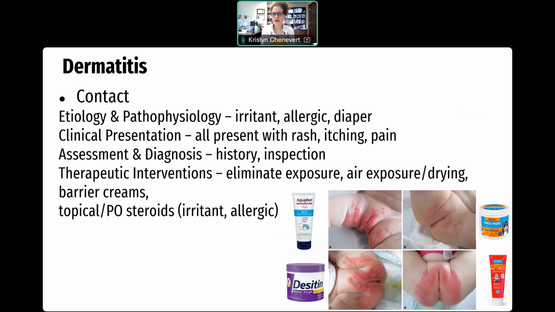But using a lot of these barrier creams with zinc, so Desitin, triple paste, Boudreaux's Butt Paste, and then Aquaphor is a really great barrier to keep that stool and urine off of the skin. Alternating that with just letting those areas air out and dry out is really very, very helpful as our treatment options. And you've got patient teaching 30.2. And again, this is page 222 and 223 in your book.